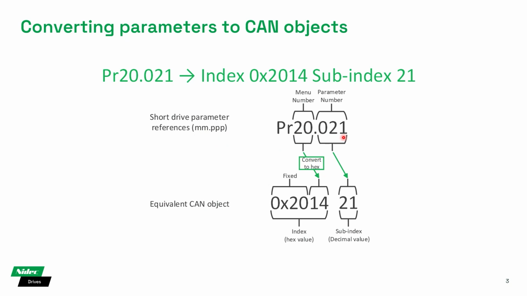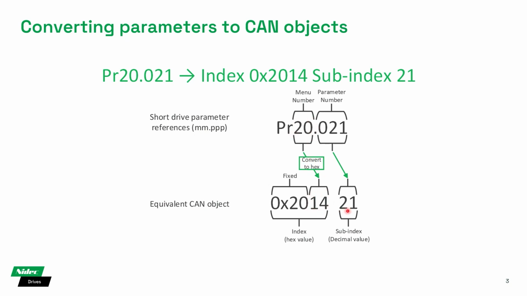We've got to do a little bit of conversion to make it so that it's in the format index and sub-index. So the beginning portion is fixed. It doesn't matter which drive parameter in the format of menu and parameter you're going for. It's always the same, so they all start 0x20. And for the last part, we have to convert the menu number to a hex value. So what you'll find is that decimal 20 converts to 14 in hex.